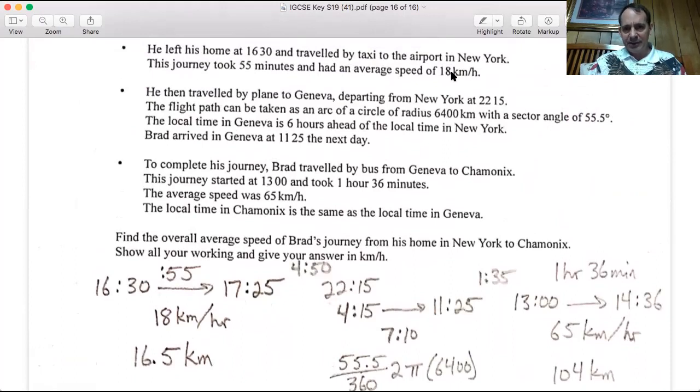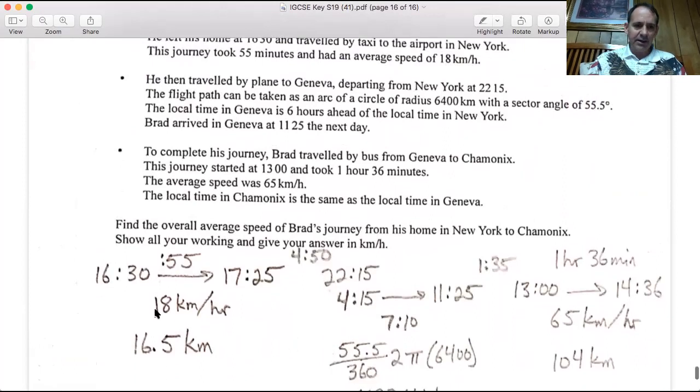And an average speed of 18 kilometers per hour. So if you take 18 kilometers per hour, multiply it by 55 over 60, 55 minutes out of 60 minutes, that will give you your fraction of an hour. Multiply it by your 18 kilometers per hour, and it gives you 16.5 kilometers. Here's our distance. Remember, we're keeping track of total distance and total time.